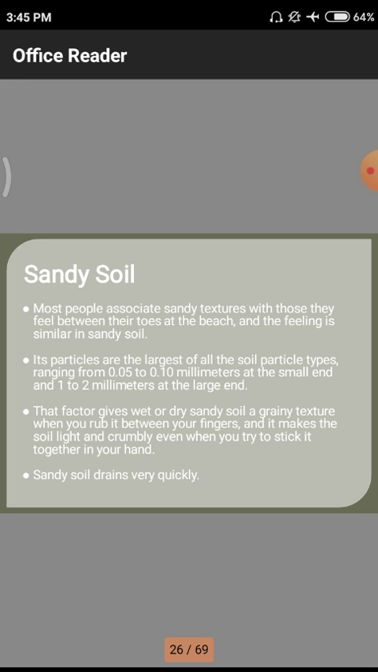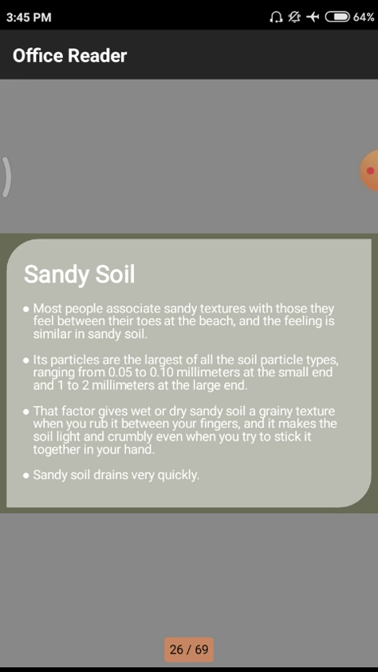We get a texture because of this rubbing between our fingers, and it makes the soil light. The water vapor evaporates, so the density of the sandy soil decreases, and we feel it as a light material. That is the major content.